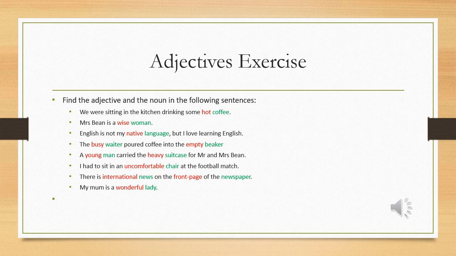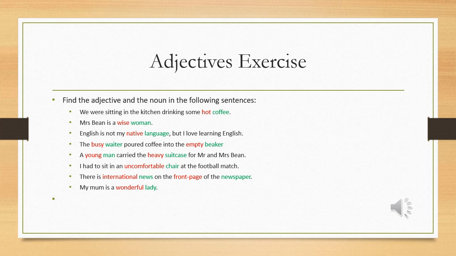Next you have, I had to sit in an uncomfortable chair at the football match. So chair here is the noun, and uncomfortable, because the chair is uncomfortable, so we're describing it. There is international news on the front page of the newspaper. So you have news as a noun and newspaper as a noun. So the adjective for news is international and the adjective for newspaper is front page.